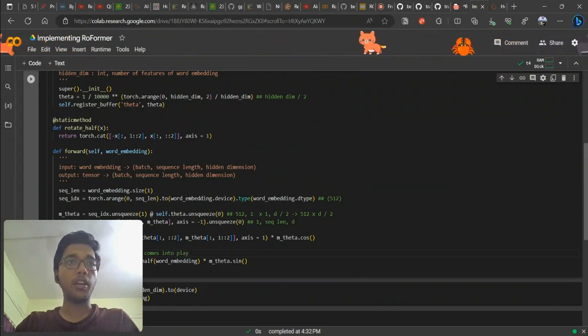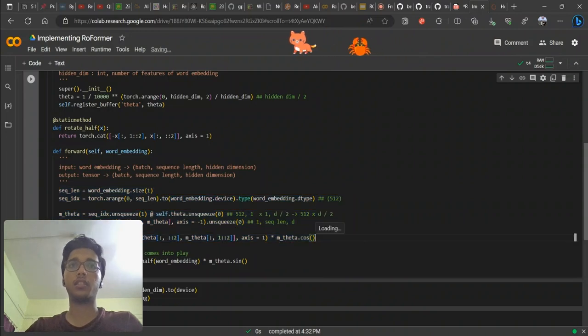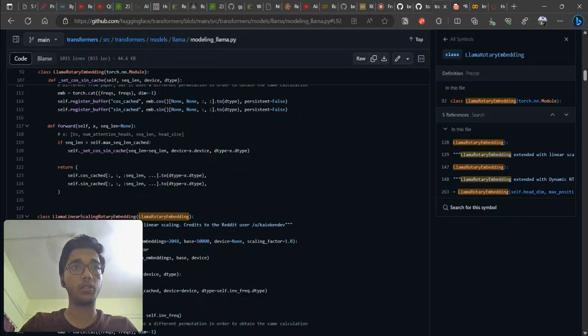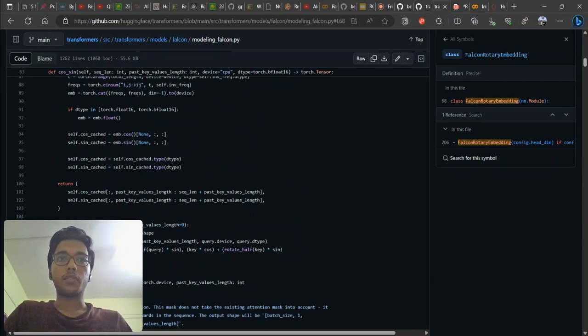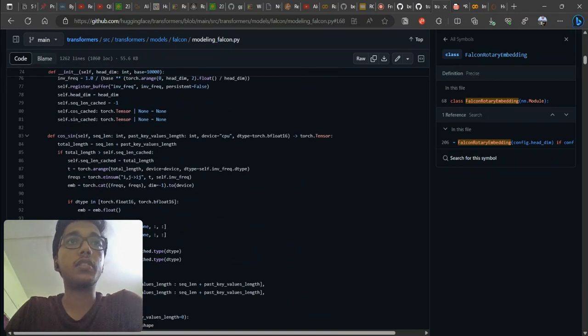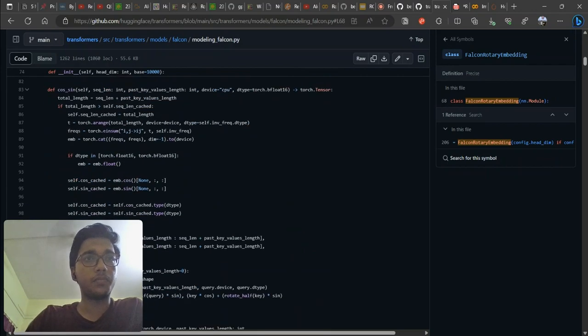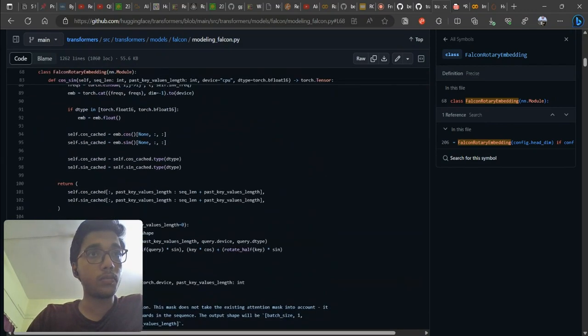If I am able to generalize this and define it into a function, it would be similar to what is being done in Rotary. Yeah. So sequence length is something we can get, and let's see here. Total length is sequence length plus past key sequence length. So let's make it zero, right? And how are self.cos and self.sin being cached? So let it go.